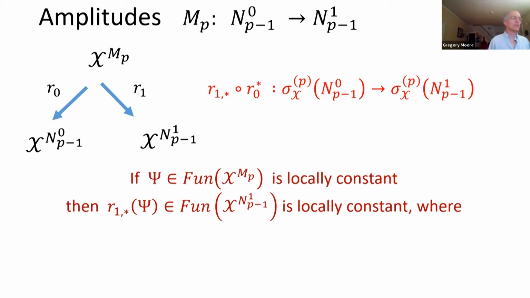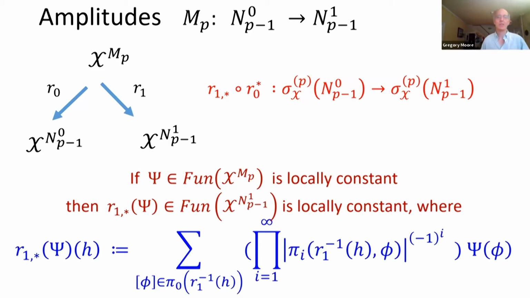And the pullback is straightforward. The push forward is not so straightforward. If I have a locally constant function on X to the MP, then using this map R1, I want to produce a push forward function, which will also be locally constant on the mapping space X to the N1. And the formula is this. So the value of this push forward function on some mapping, H, is, well, I take H, I look at its inverse image under R1. That's some subset of X to the M.